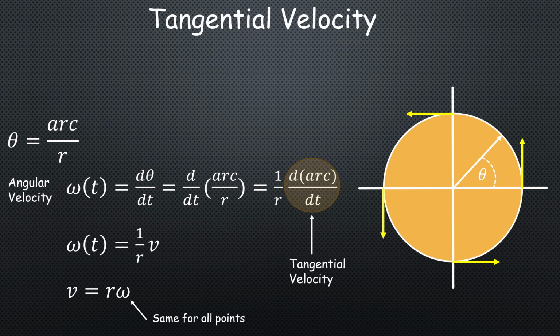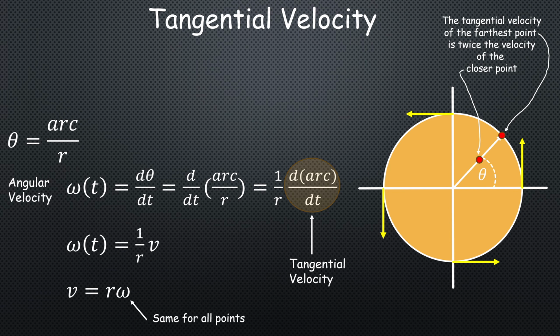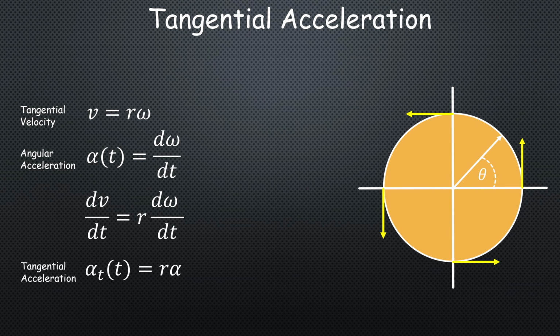Intuitively, since omega is the same for all points on the object, if the radius of one point is twice the radius of the other, the tangential velocity of the furthest point is twice the tangential velocity of the closer point, and this makes sense. In a similar way, we can calculate the tangential acceleration as follows.